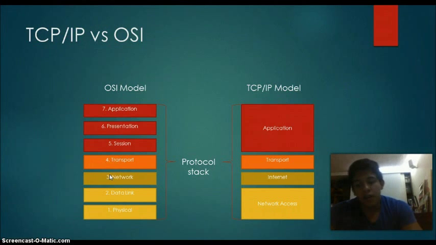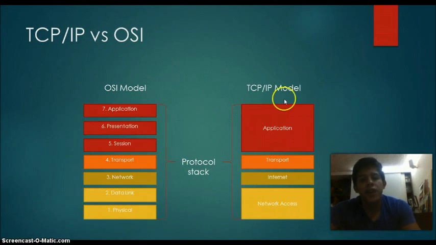Network provides the service to exchange the pieces of data over the network. Data link provides methods for exchanging data frames. And physical is the mechanical, the physical things like electrical, functional, and procedural means to activate, maintain, and deactivate physical connections.